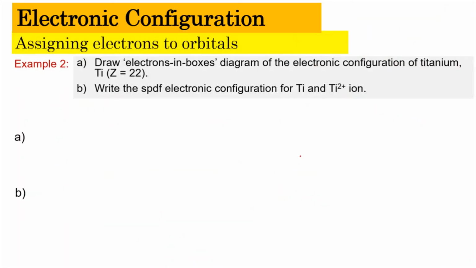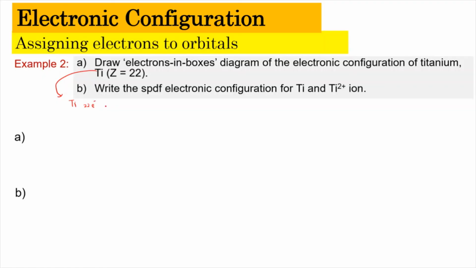Now we move on to example number 2. So for example number 2, we need to draw the electron in boxes diagram, which is the orbital diagram, for the electronic configuration of titanium, which has a proton number of 22. And then we need to write the SPDF electronic configuration for titanium and titanium 2 plus ion. Okay, so for titanium, you have 22 electrons.